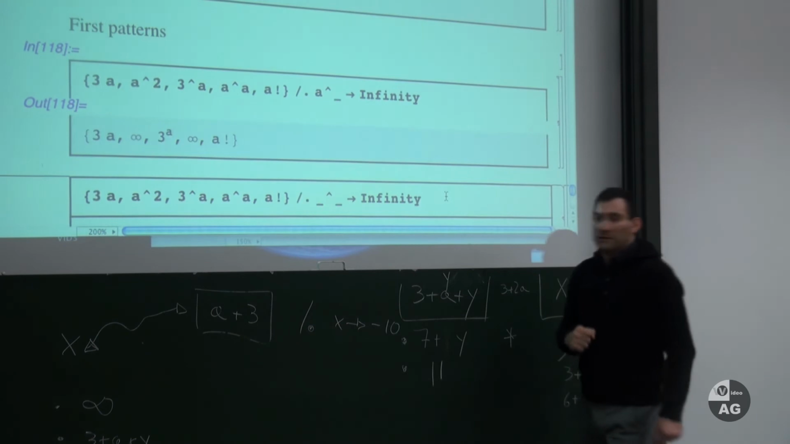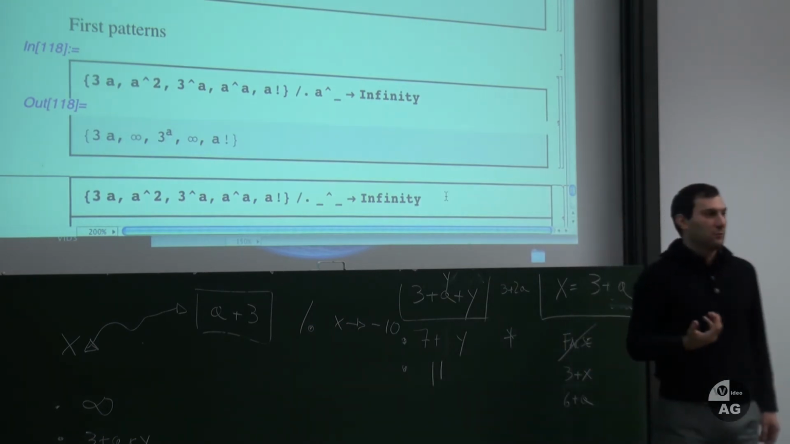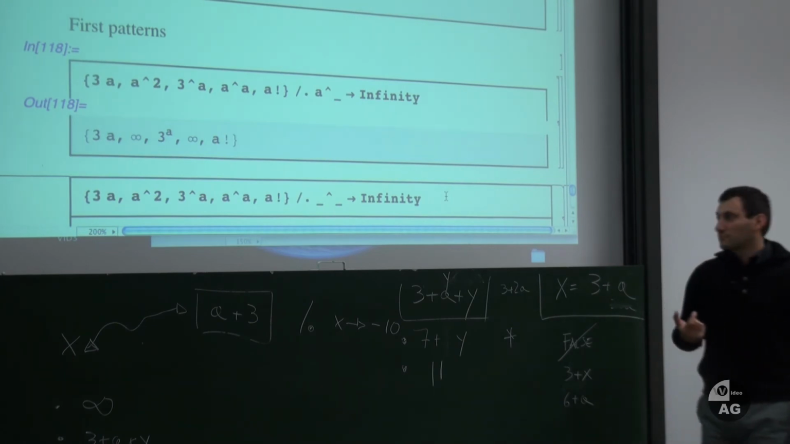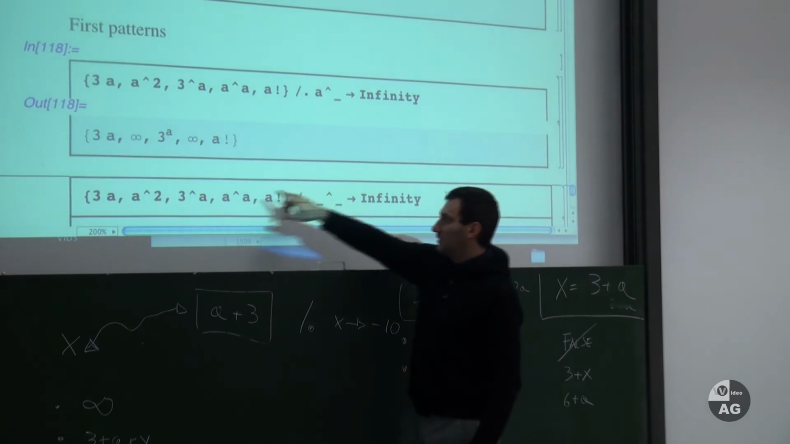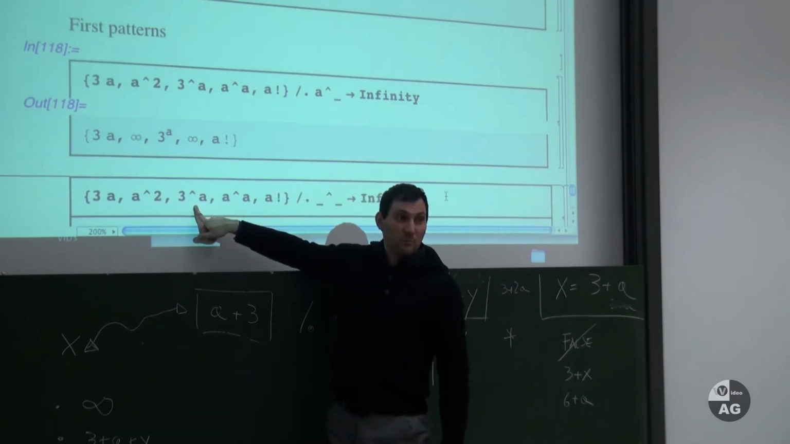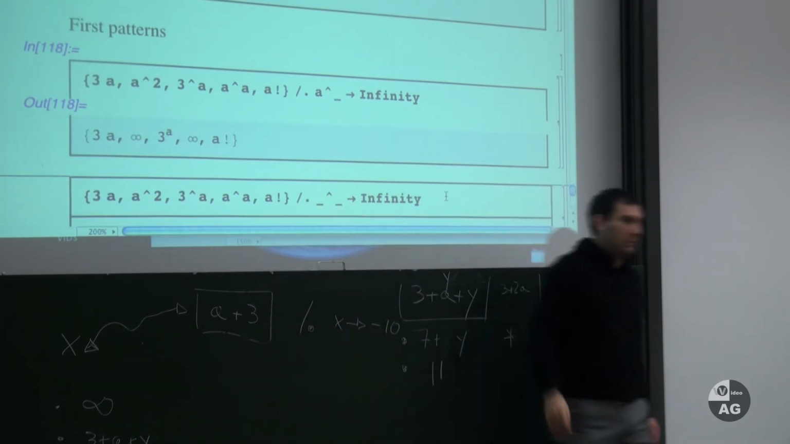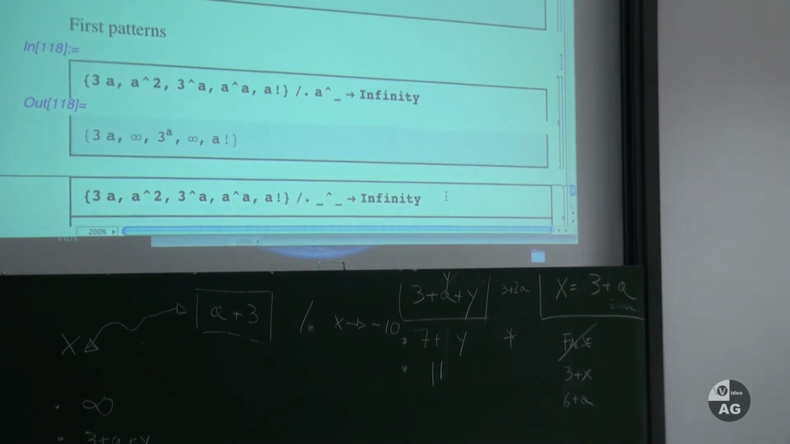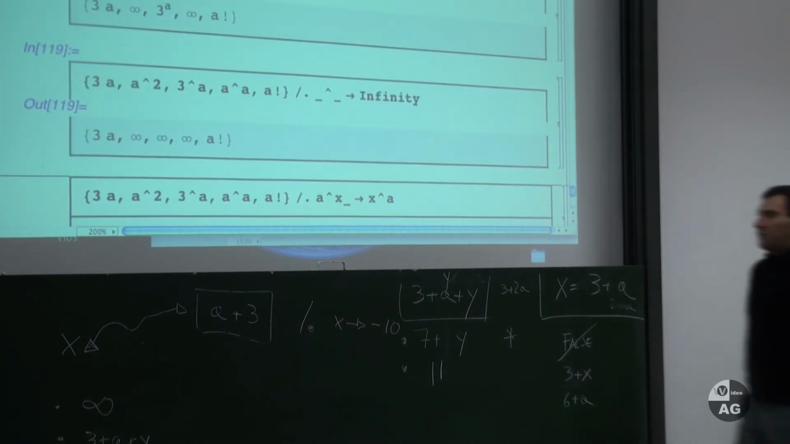Here is another pattern. What do we do here? How many infinities do we get? So you guys realize now that this object that was not matched before now is matched because it's a power, and I'm trying to match powers. Okay. And that's exactly what happens. 3 infinities.